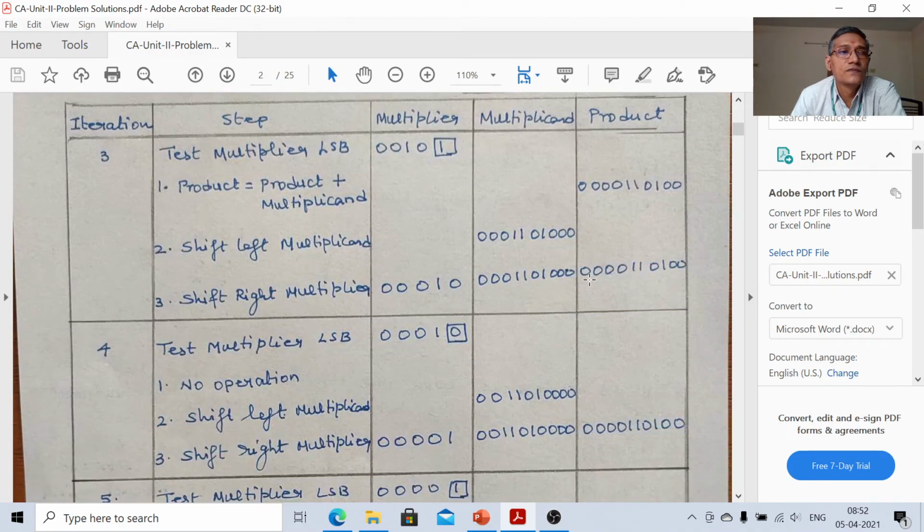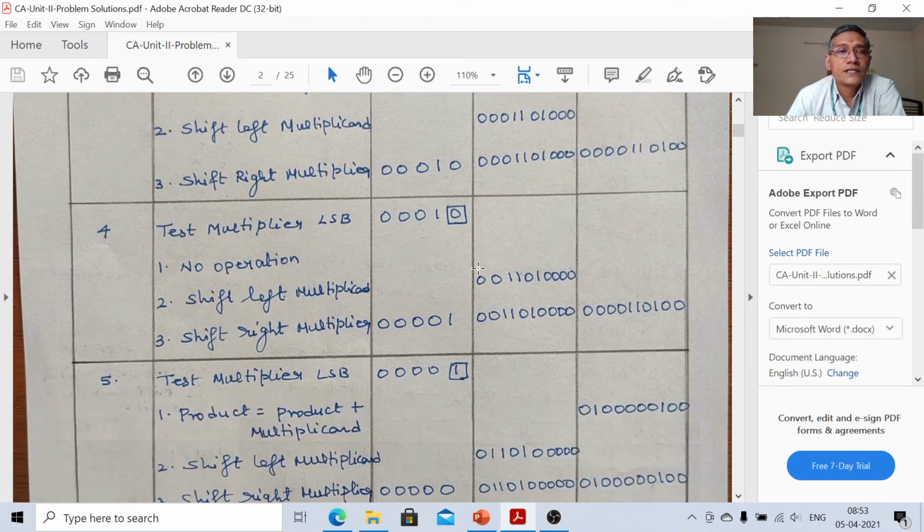Now the third iteration. We need to go for 5 iterations because we have represented both the multiplier and multiplicand in 5 bits, right? Now if you see, the multiplier LSB is 1. So what we need to do is add the product register with the multiplicand, and the result is shown in the product register. Now shift left the multiplicand 1 bit and shift right the multiplier 1 bit. So this is the end result after shifting in the third iteration.